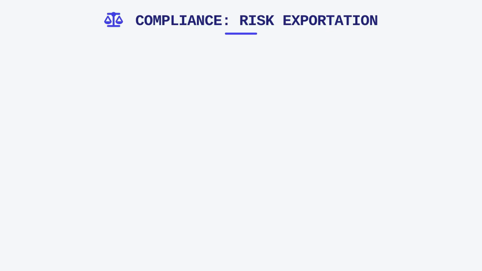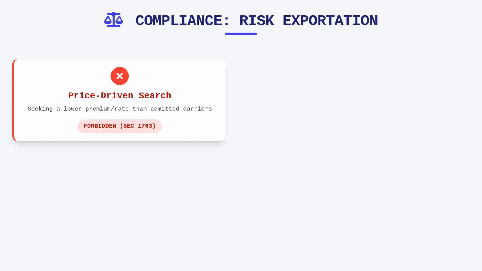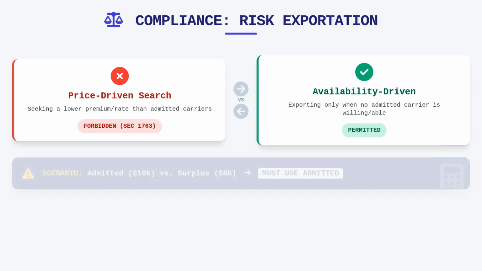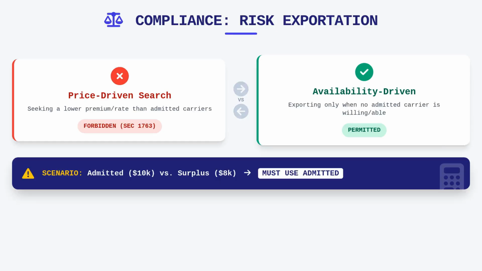It is critical to understand that a diligent search cannot be used as a tool to find a cheaper price for the consumer. Section 1763 explicitly forbids placing a risk with a non-admitted carrier solely to secure a lower premium or a lower rate than what the lowest admitted insurer would accept. If an admitted carrier is willing to write the policy for $10,000 and a surplus lines carrier offers the exact same coverage for $8,000, the risk cannot be exported.